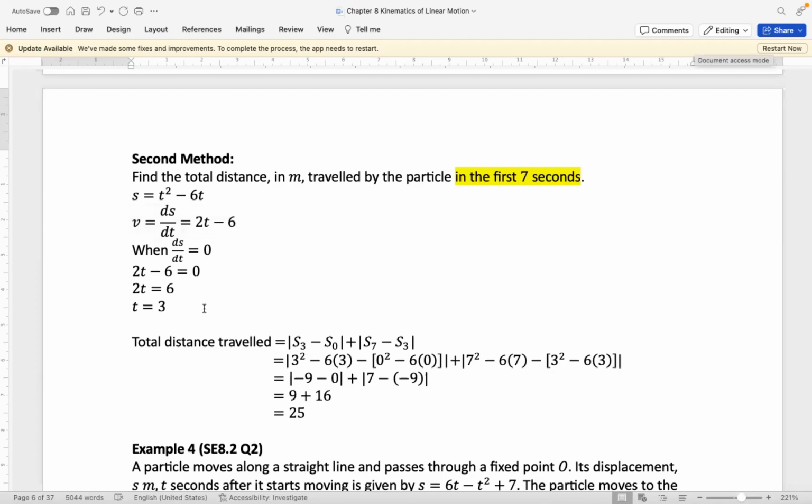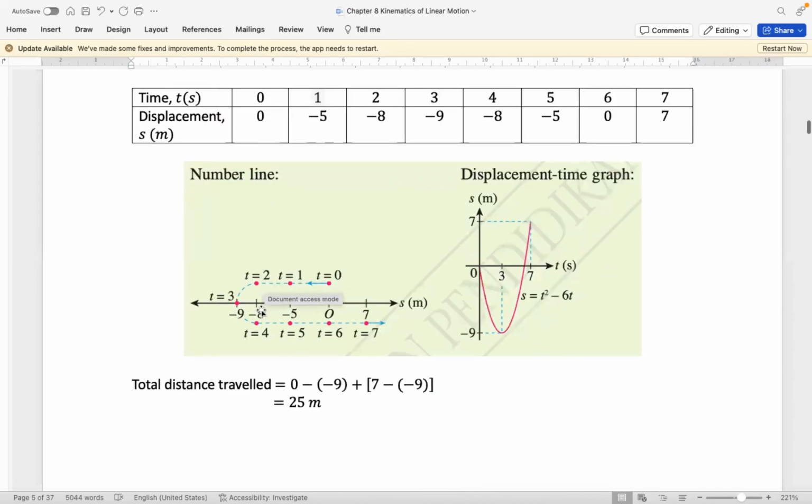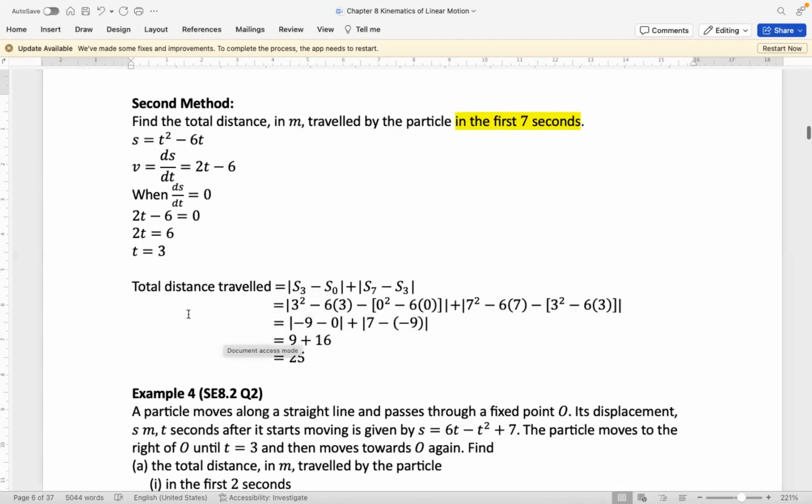So from here, we identify already, when t equals to 3, this particle will change direction. Like from the drawing itself, you also identify like this. When t equals to 3, the particle changes direction. Okay, so when we find the total distance traveled, we cannot find one shot s7 minus s0 because it turns in the middle. Okay, so since it changes direction when t equals to 3, you can do the working like this, s3 minus s0 plus s7 minus s3.